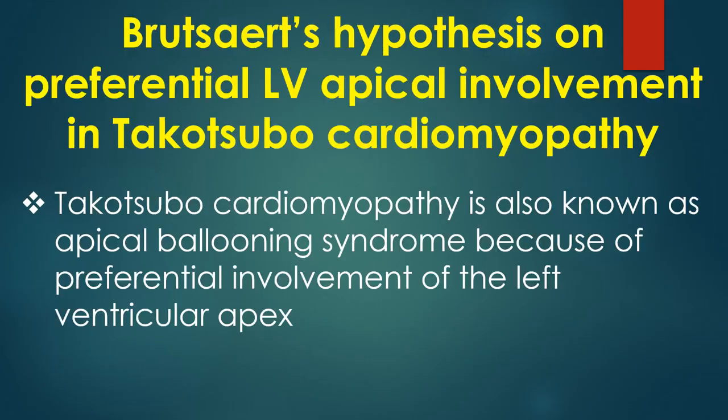Brosius's hypothesis on preferential left ventricular apical involvement in Takotsubo cardiomyopathy. Takotsubo cardiomyopathy is also known as apical ballooning syndrome because of preferential involvement of the left ventricular apex.